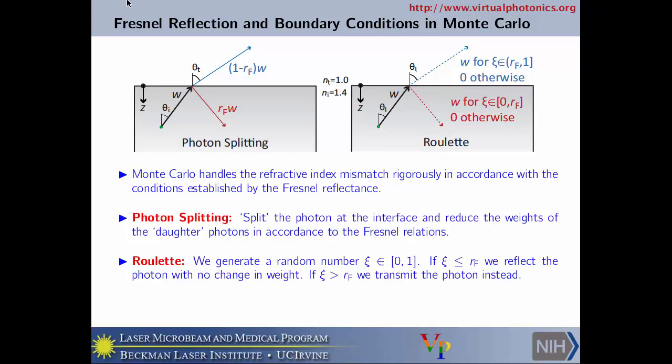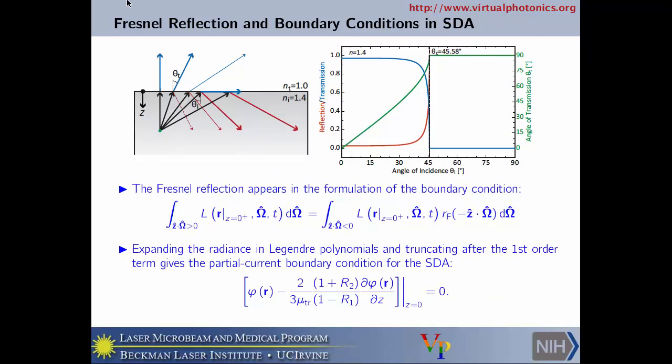So you can do either this photon splitting or this roulette. But the key thing is that Monte Carlo is able to handle this rigorously on a photon by photon basis. This is not an option, unfortunately, in the analytical situation. So in the analytical situation, what we do is a hemispherical balance.